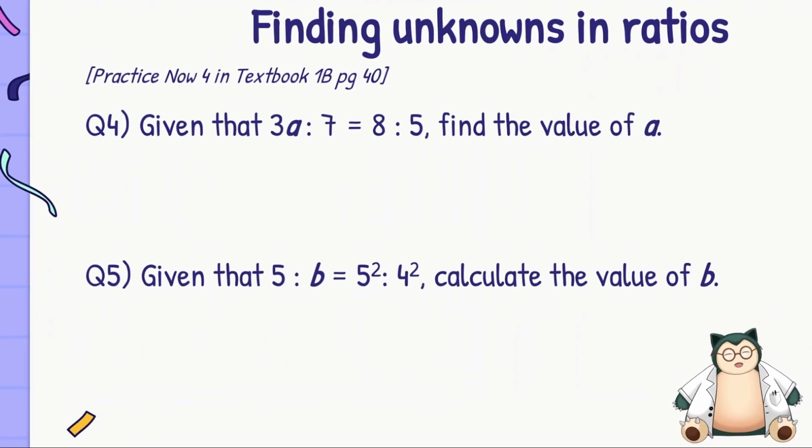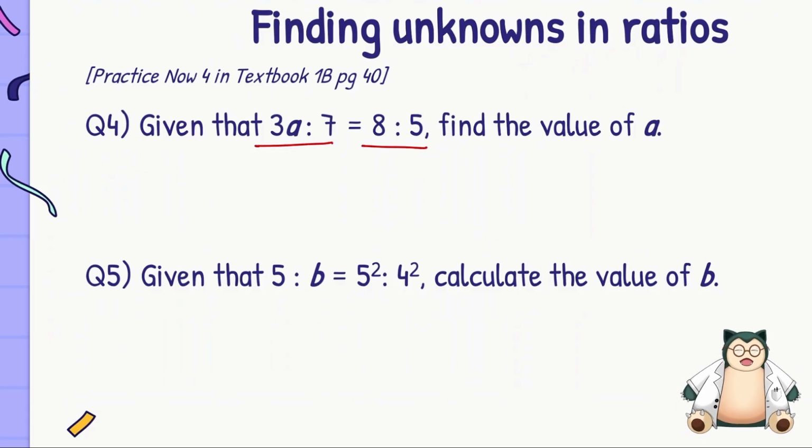So we have these two ratios given in the question. 3a is to 7 is equivalent to a ratio of 8 is to 5. Now, how do we find out this unknown value? The unknown algebra in the ratio.